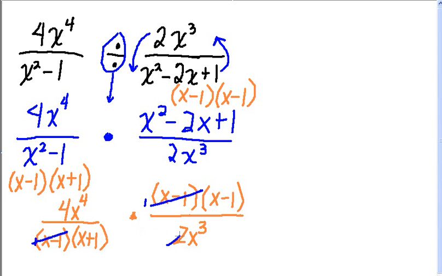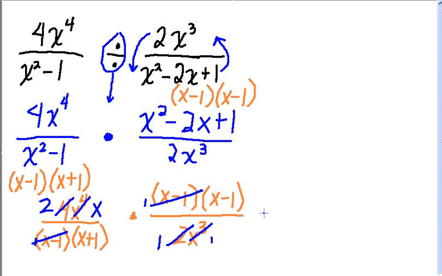But what I can do is here I have a 2. 2 goes into 2 once. And here I have a 4. 2 goes into 4 twice. So they cancel and leave me a 2. And now I have x cubed, all right, and x to the 4th. So those cancel out and just leave me an x in the numerator.